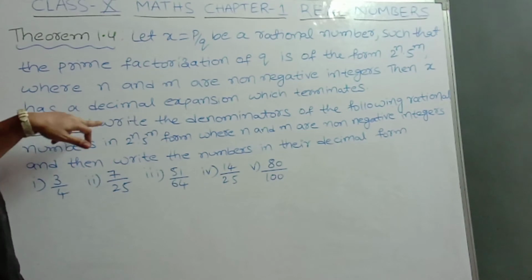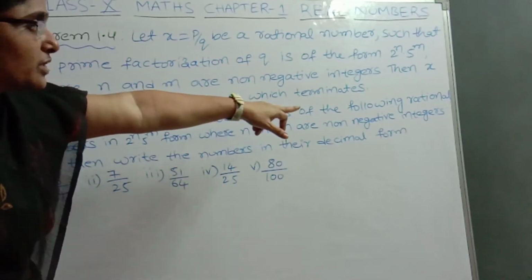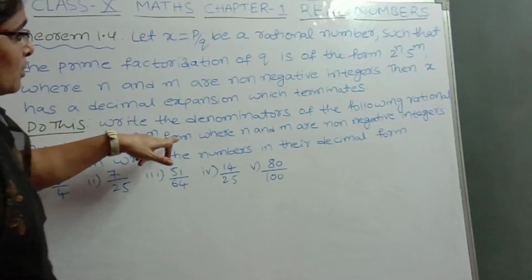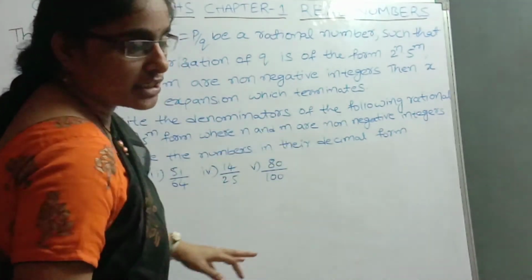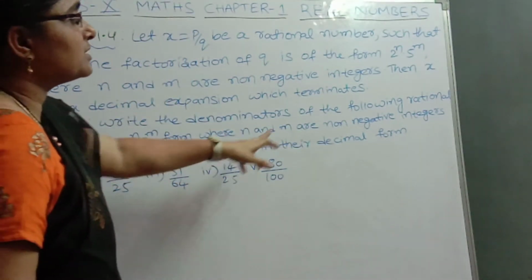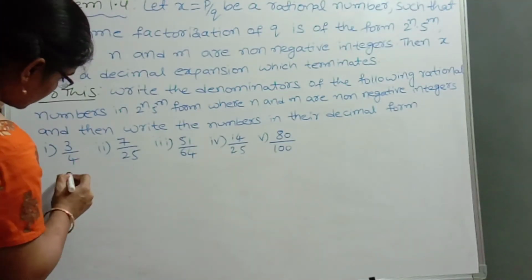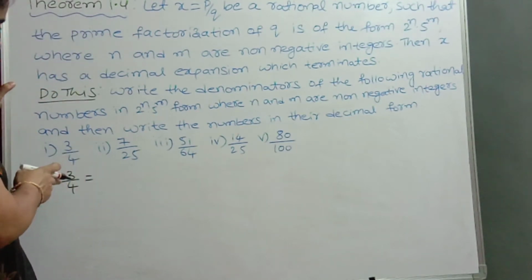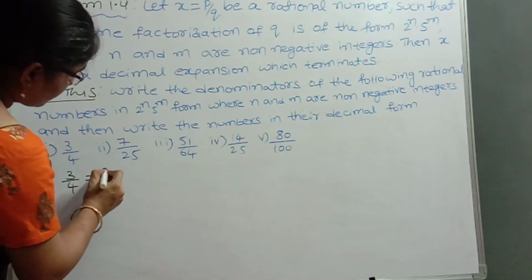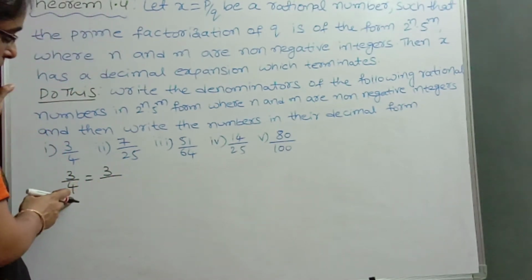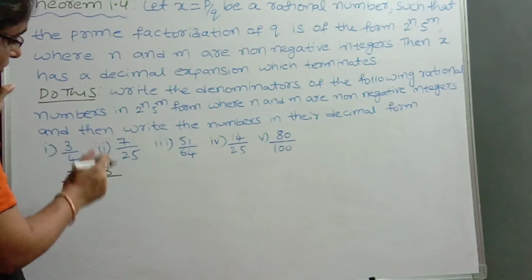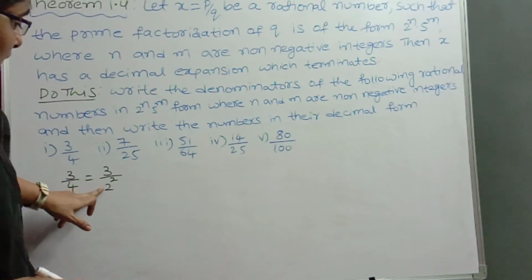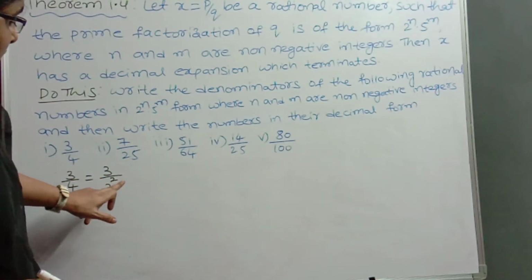That is the first one here. Write the denominators of the following rational numbers in 2 power n into 5 power m form, where n and m are non-negative integers, and then write the numbers in their decimal form. First one is 3 by 4. For converting it into decimal form, first convert the denominator part into powers of 10. That is, 4 is written as what? 2 square.